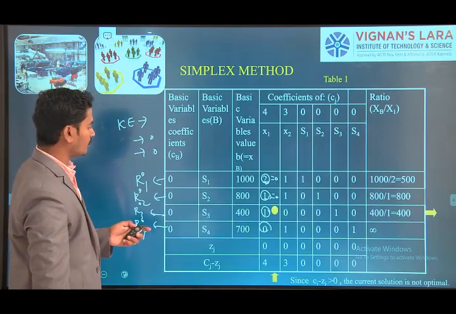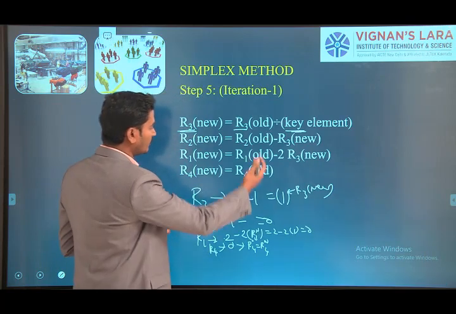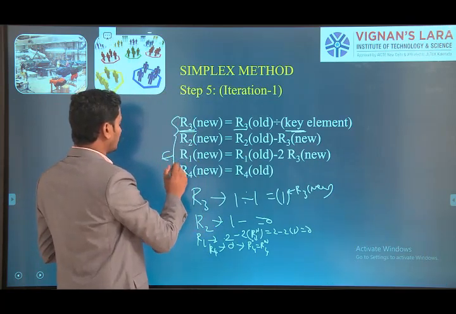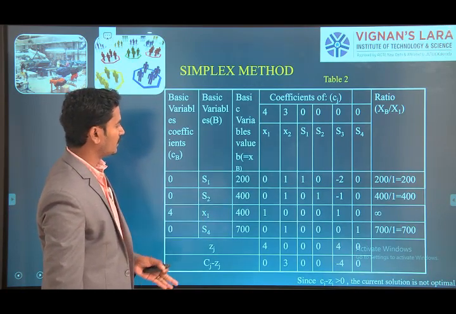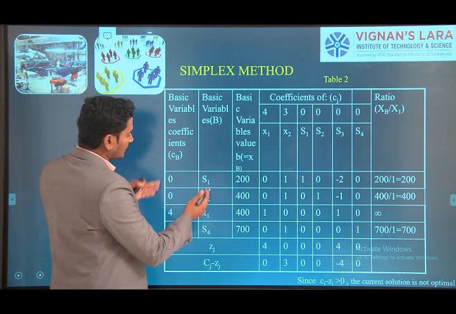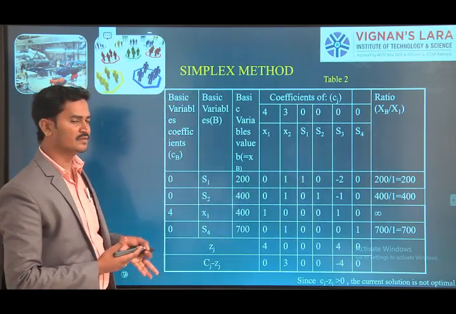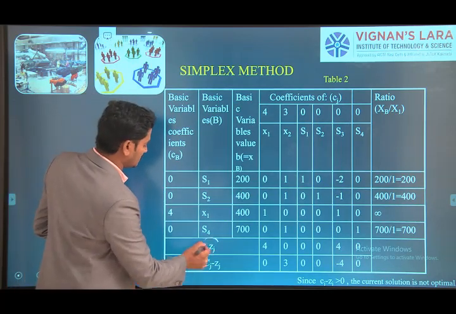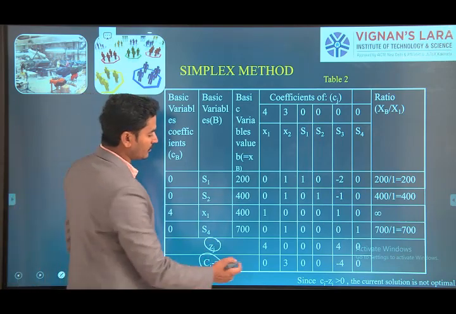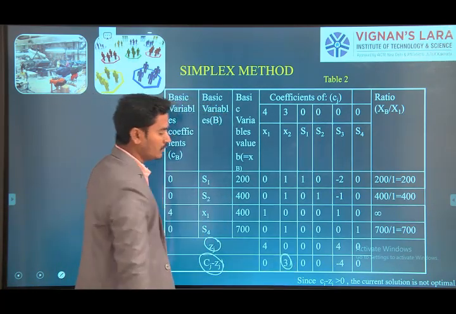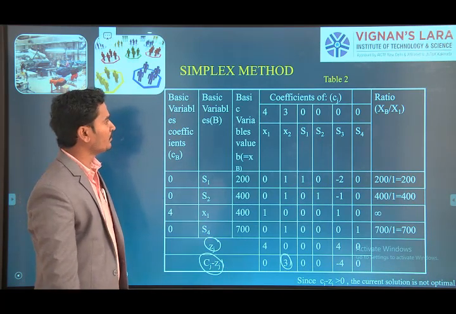Like that, we have to find each and every column value with the help of this formula. We are applying this formula to every column, then we get the solution. This solution we get after calculating all these values with the help of the row iterations. Then finally we get the Zj and Cj values. Here also, in Cj minus Zj we again have a positive value. Since it has not reached optimality, again we are going to apply the iteration process.